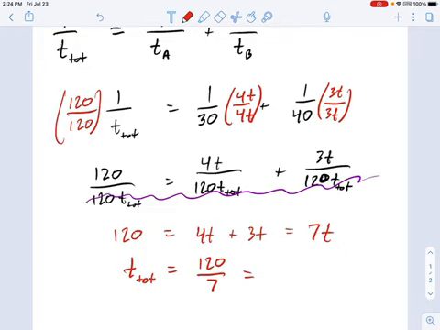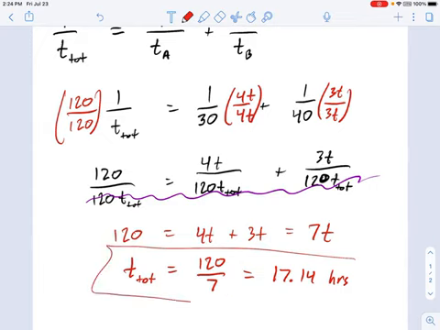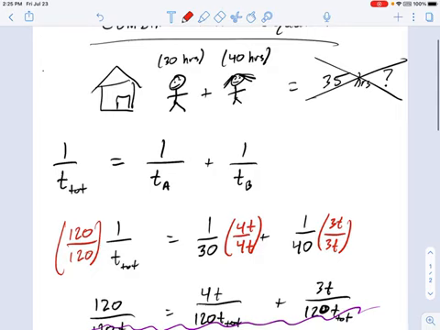Let's see what 120 divided by 7 is. That looks like 17.14 hours, or you can leave it as 120 over 7. Either answer should be fine. You don't have to worry about decimals, but if you're going to use decimals, make sure it's accurate. Don't just round it to 17. Say 17.14 hours. So that's generally how this works.